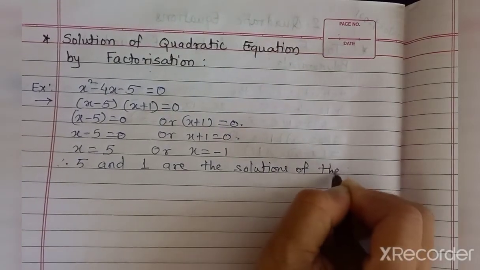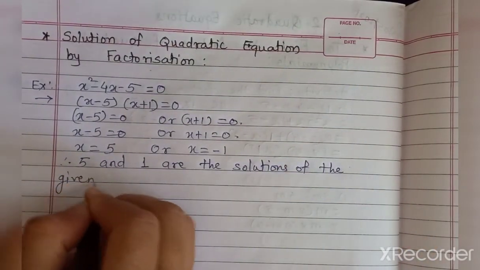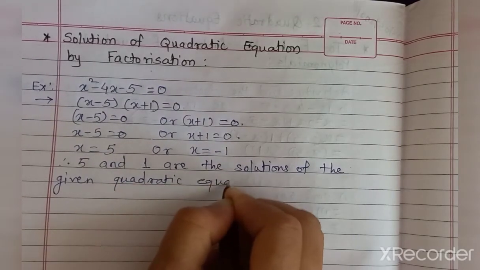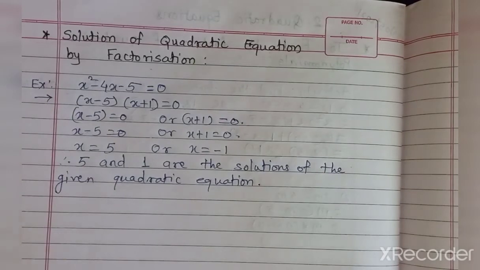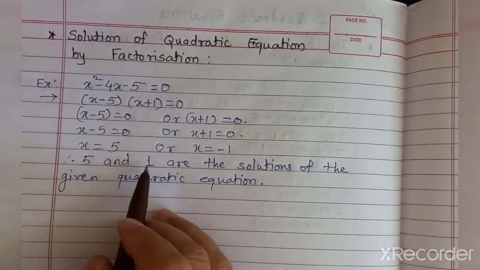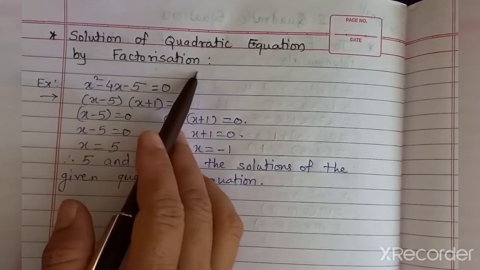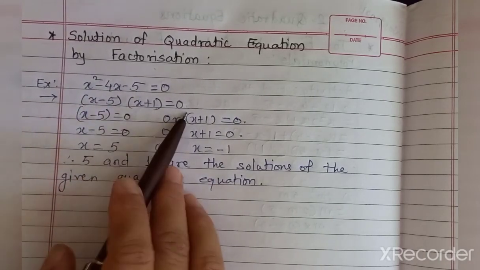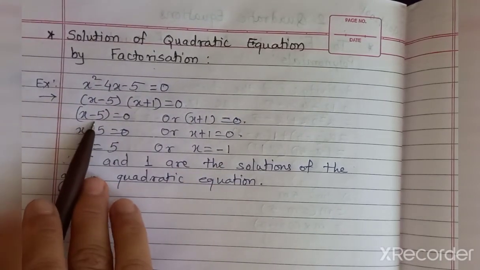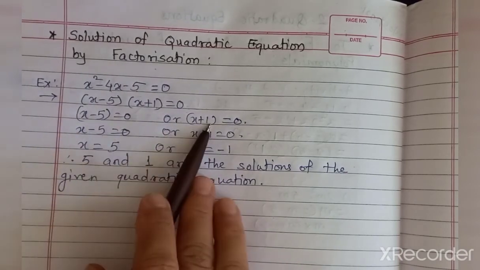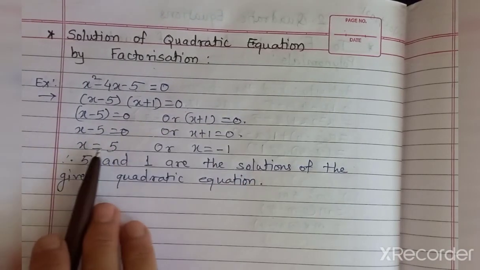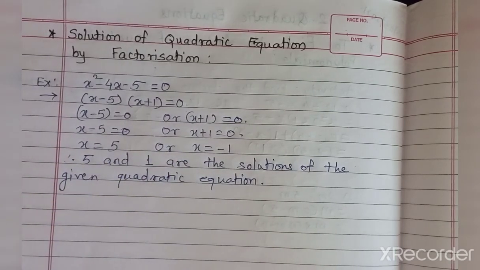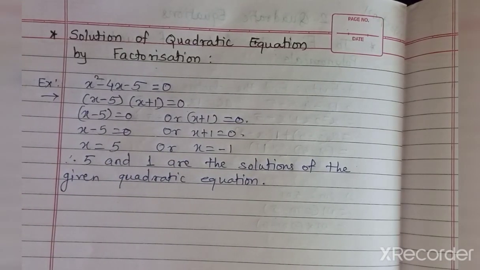of the given quadratic equation. Okay, so in this way you can find out the solution of the given equation by factorization method. First we have to find the factors, and afterwards the multiplication of two factors is 0. It means at least one number, at least one factor is equal to 0. Okay, and from that we find out the value of x. So in this way these are the solutions of the given quadratic equation. Okay, thank you students.